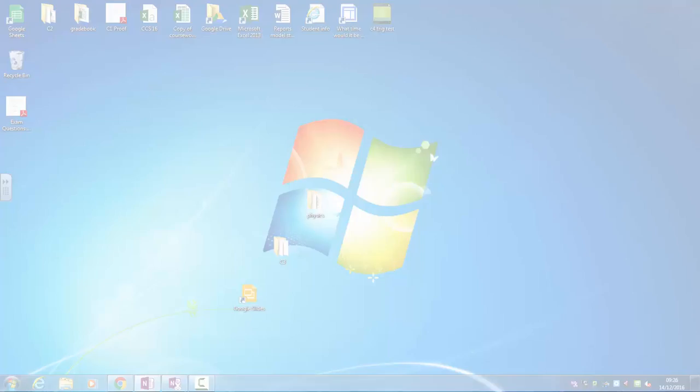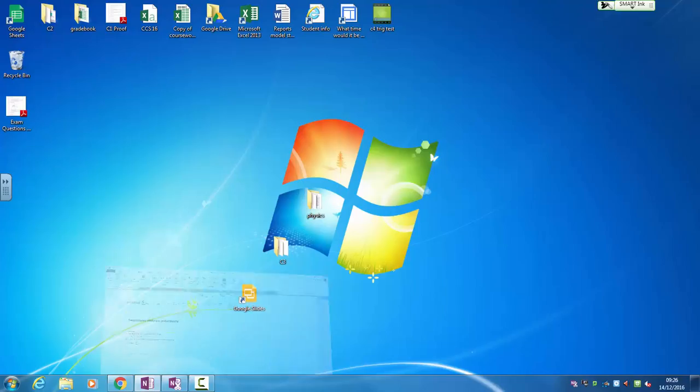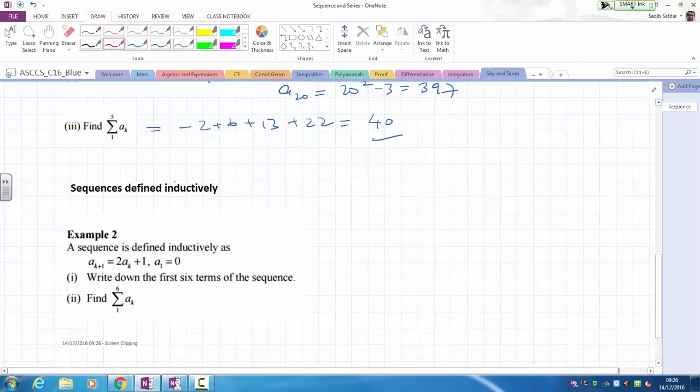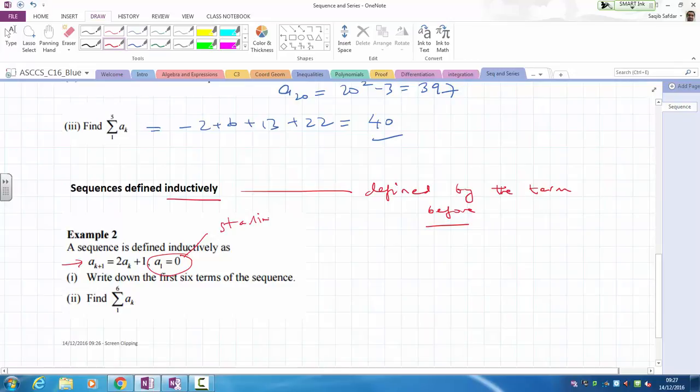One of the ways we can define a sequence is also in terms of the term before it. And that's what we mean by inductively. So this is defined by the term before. Here's an example where you've got a(k+1) equals 2a(k) plus 1. And this is very important. You need to know your starting term. Without this, you wouldn't have a sequence.